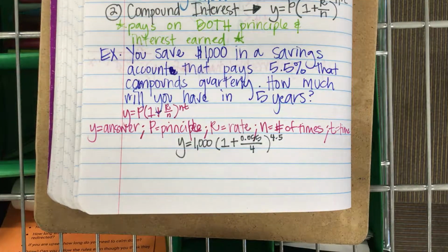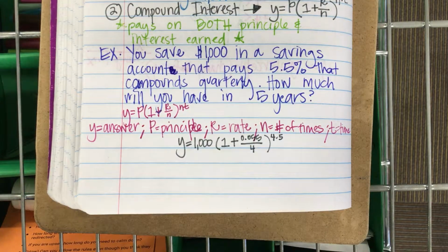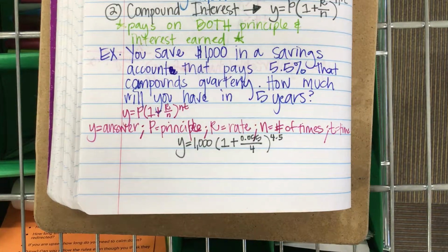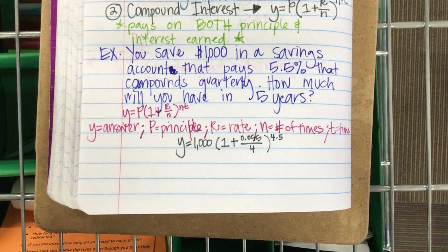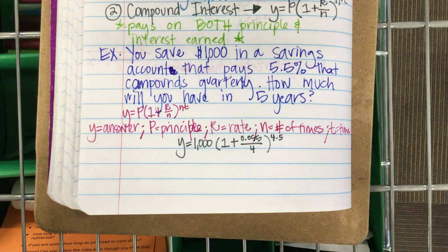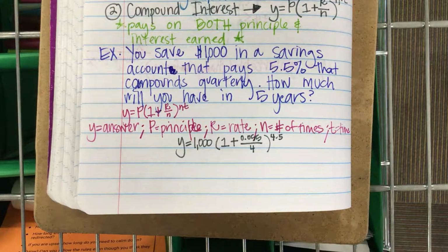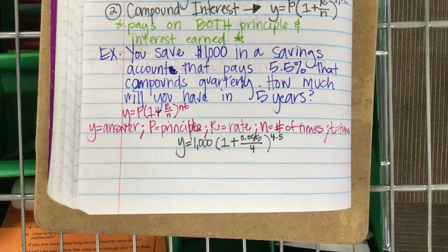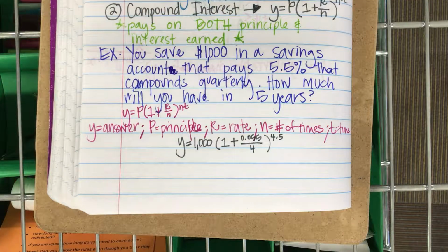What do you have to do to get the 1 to not be 1? It's quarterly. 4 times 5 is 20. All right, now it's time for a calculator. How much money will you have in that savings account? Remember, all you did, you walked into the bank, you gave them $1,000, you walked out. Don't touch it. You come back in 5 years.